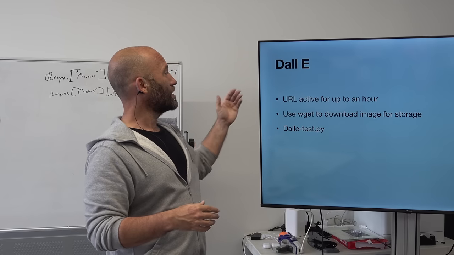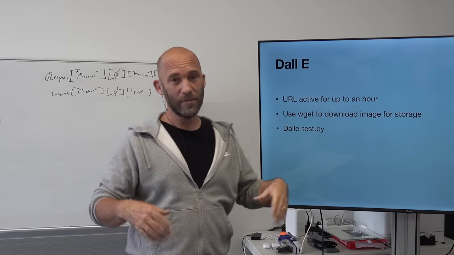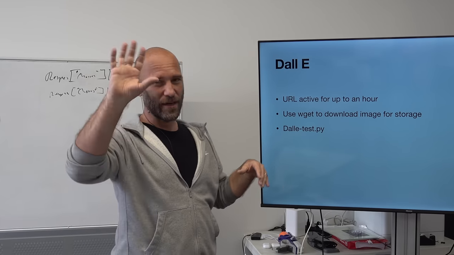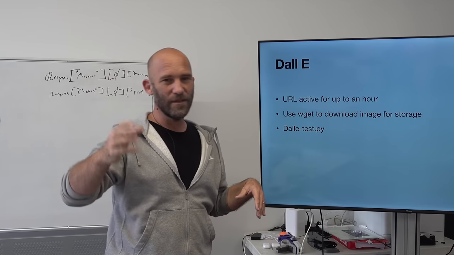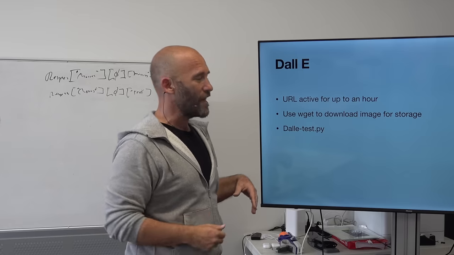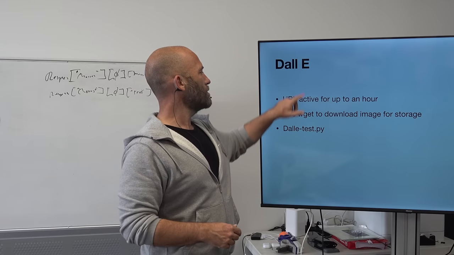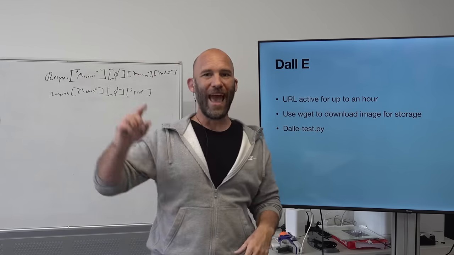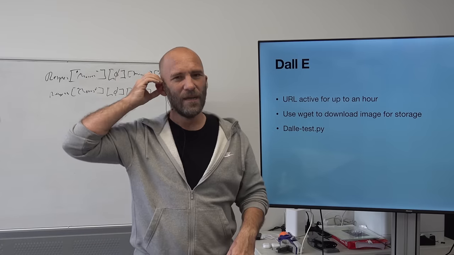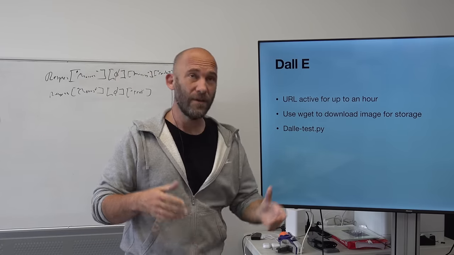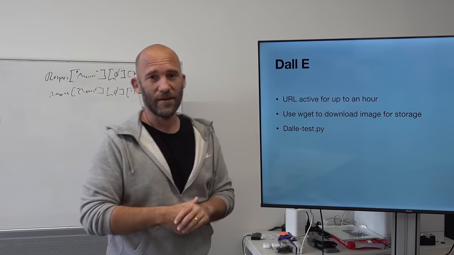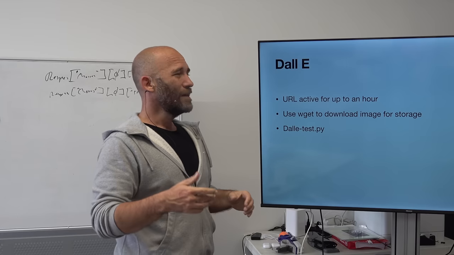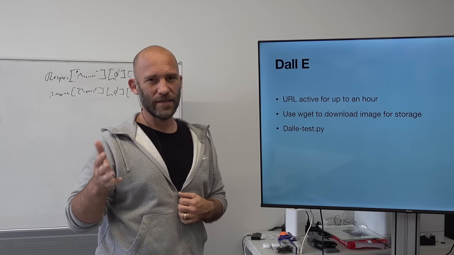Basically, when we're dealing with DALL-E, you're going to give it a prompt, just like we've been given a prompt before. Again, there's five lines of code, essentially. I'm going to go through that in a second. One of the big things to remember with DALL-E is that the URL that you're going to be given is going to be active for maybe an hour. Again, I have not been able to get a definitive length of time for how long the URL exists for, but it seems like an hour is a decent amount of time, right?